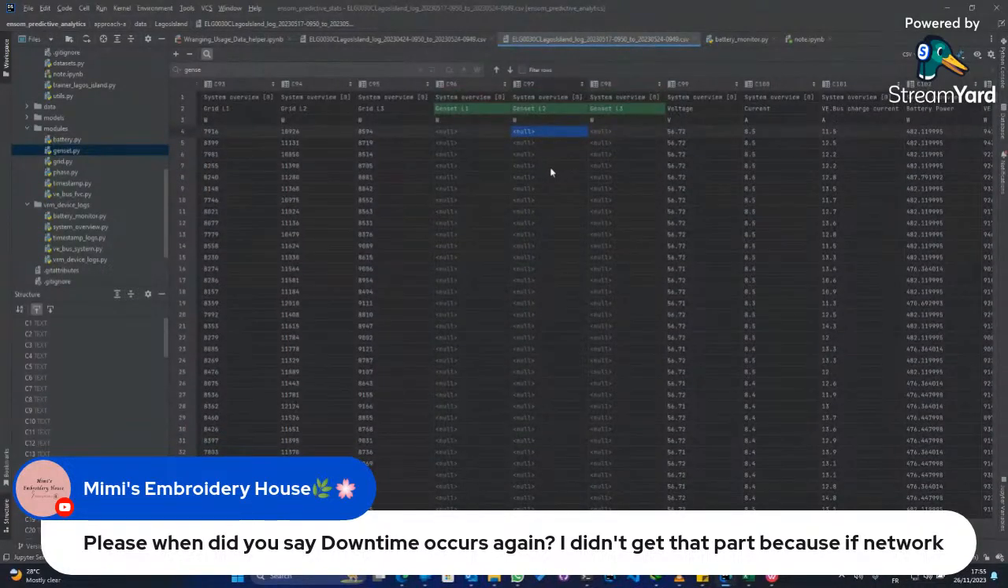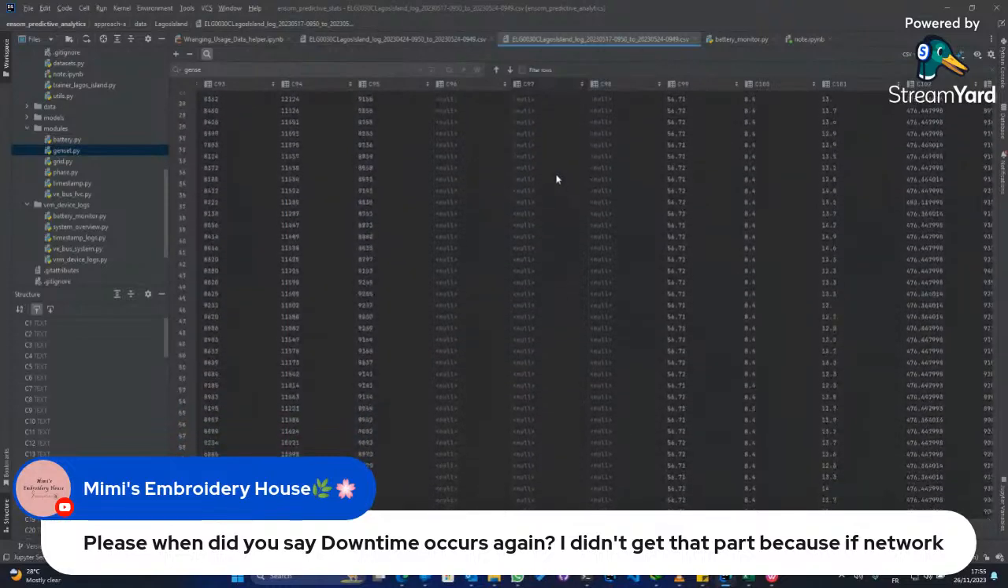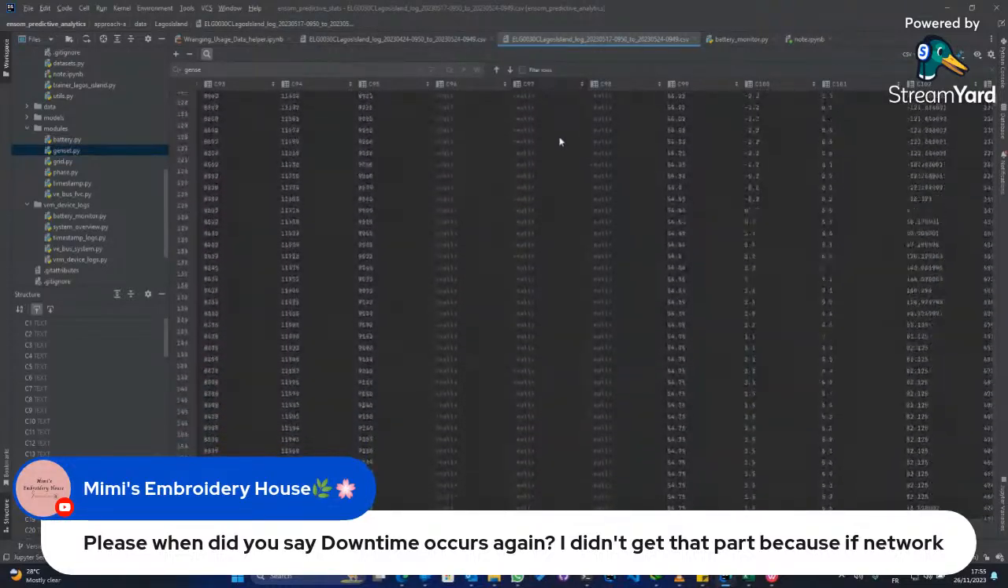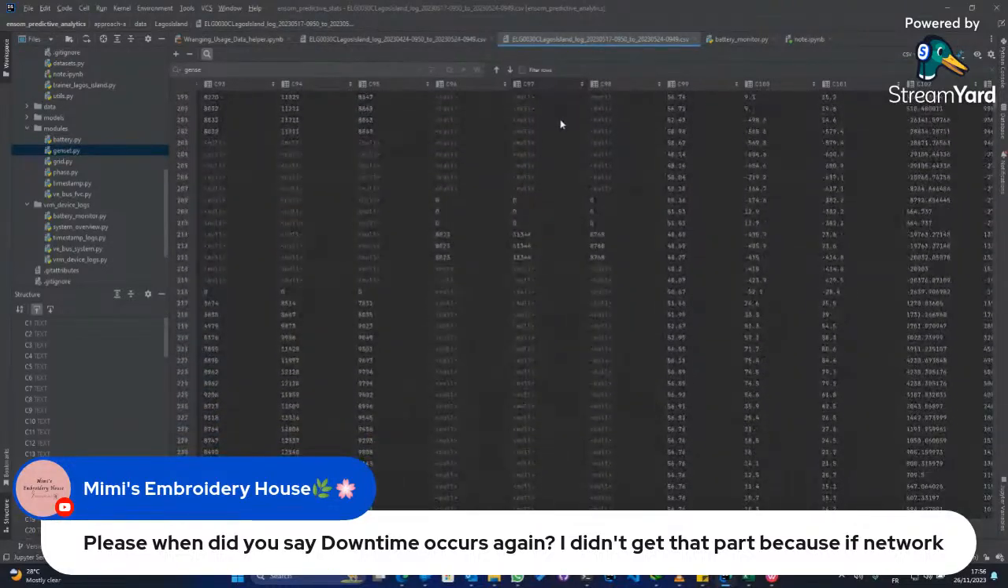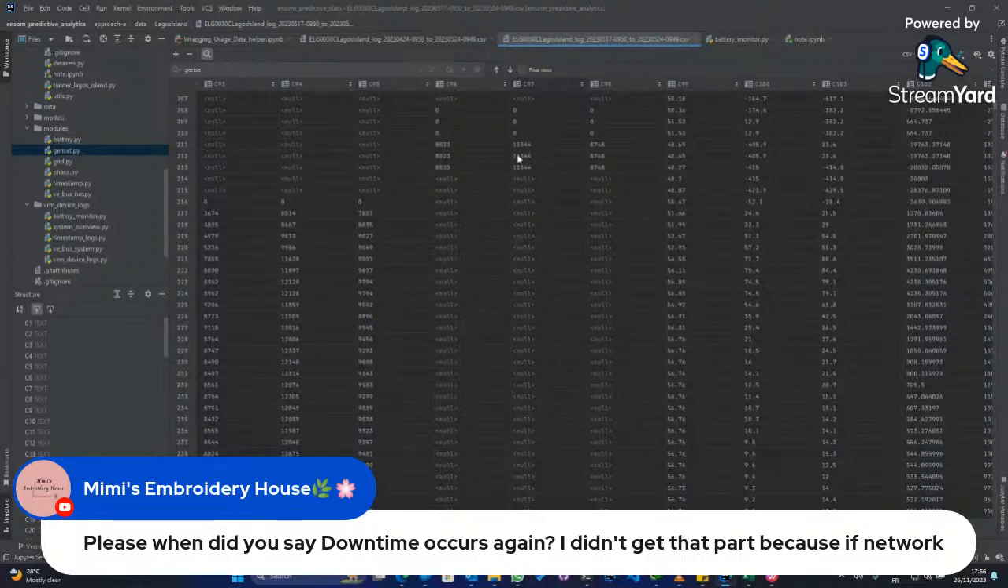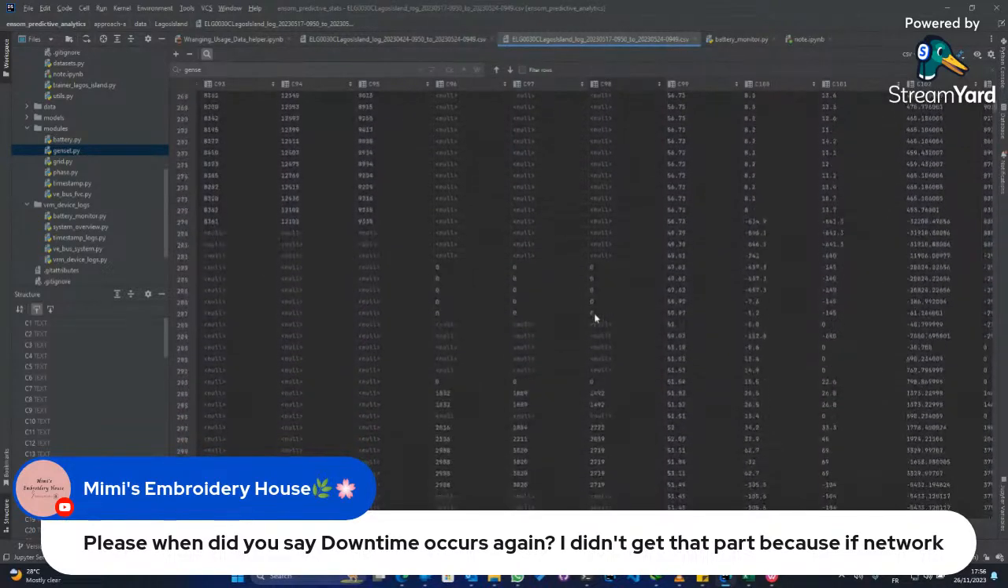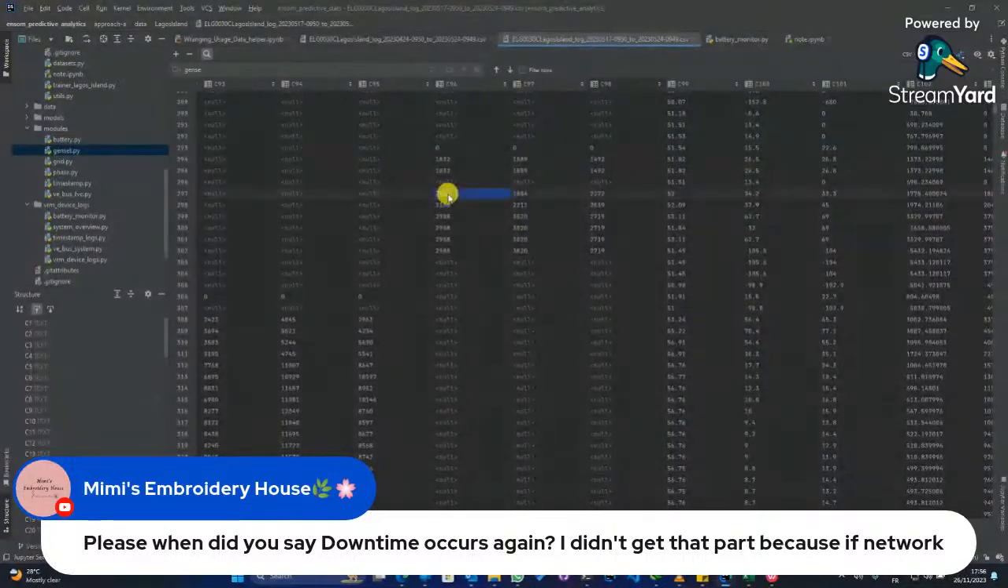If we scroll down the data set, you will notice something. Whenever the genset is active, this is genset line 1, line 2, and line 3, the grid is inactive. So we can continue, and the same thing here. Whenever the genset is active, the grid will always be inactive.